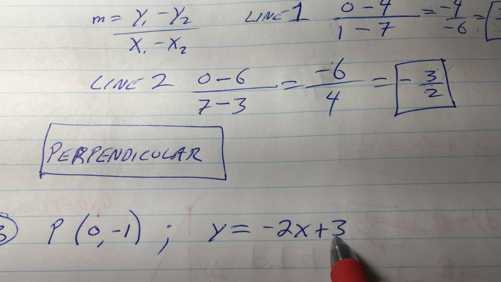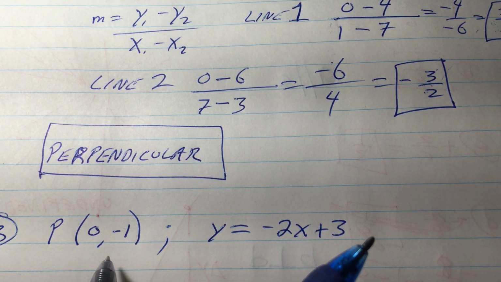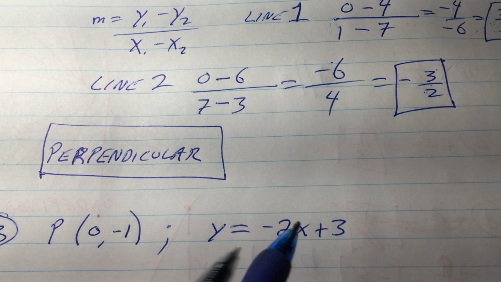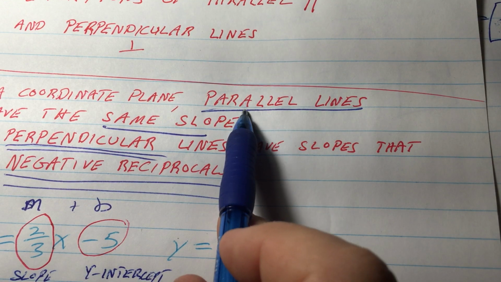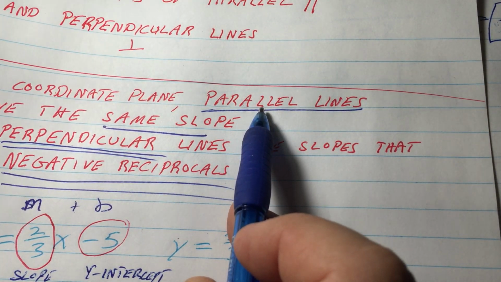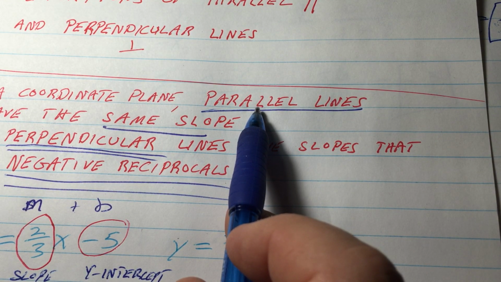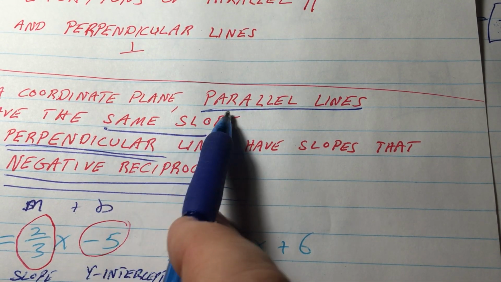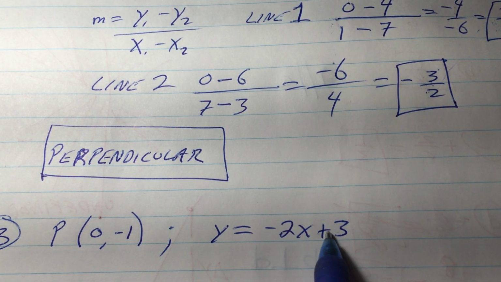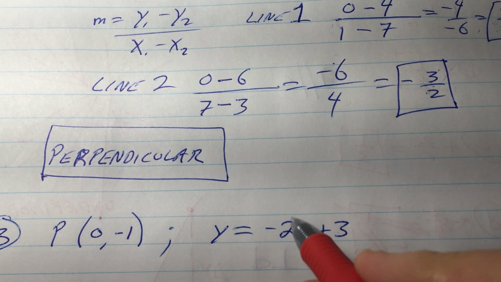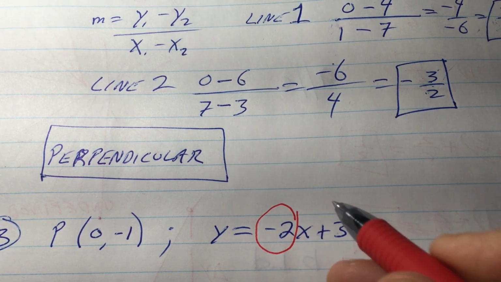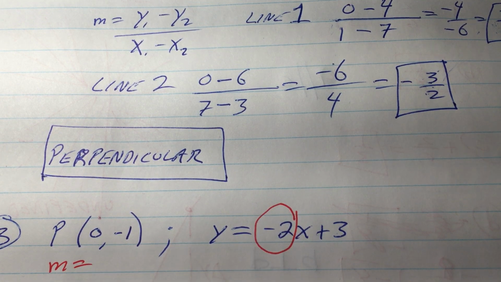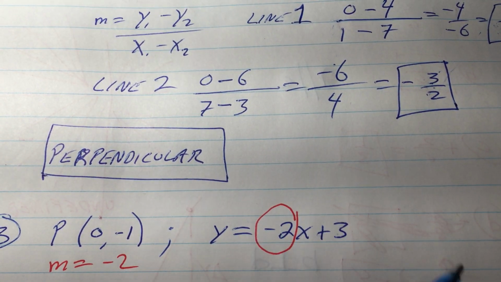So right now, we just have to find a line that's parallel. What does parallel mean? Parallel lines have the same slope and they do not intersect. They are in the same coordinate plane and do not intersect. If they have the same slope, they're going to be parallel. So I don't really care about the y-intercept. Here's my slope. It's going to have that same slope, negative 2.